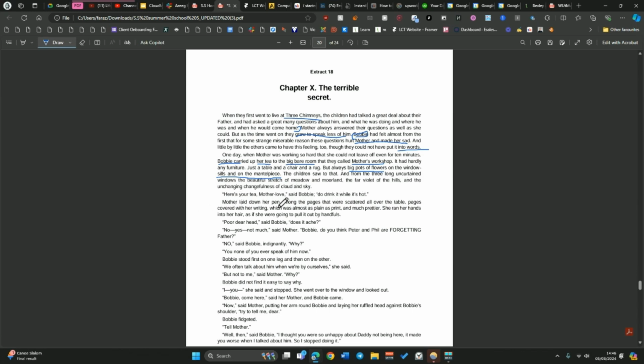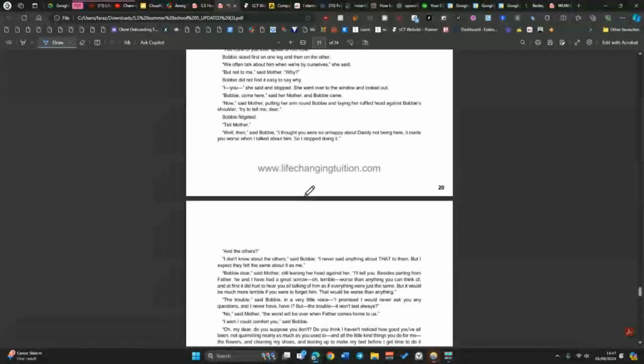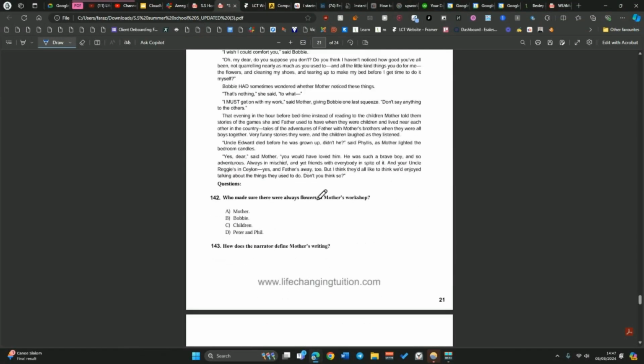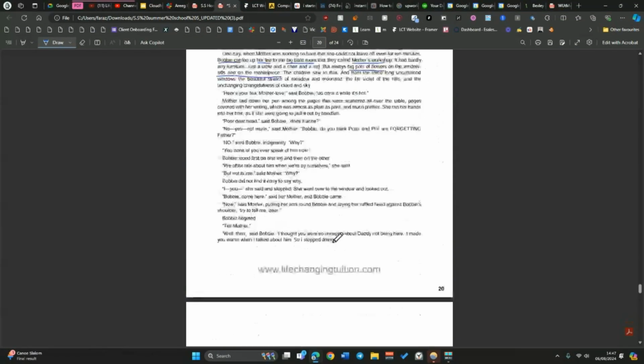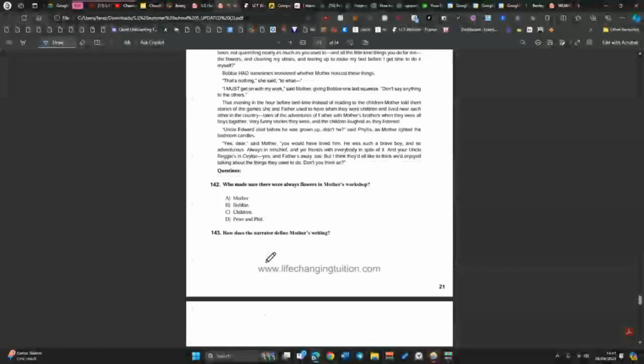Here's your tea. Mother laid down. So this is an interesting one. It looks like Bobby is the one that is definitely bringing the tea up all the time, but I'm not seeing anyone who's making sure that there's flowers in her workshop. Let's keep going. She ran her hands into her hair. Forward to her head. I'm gonna check what the second question says.